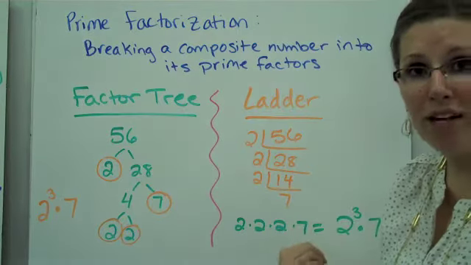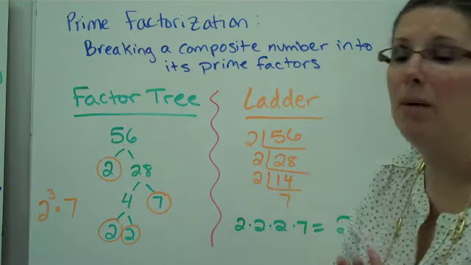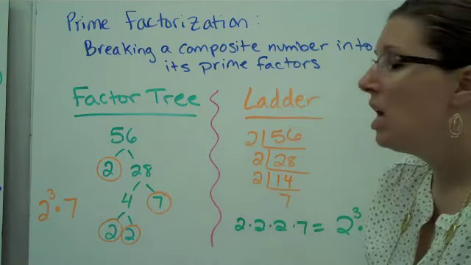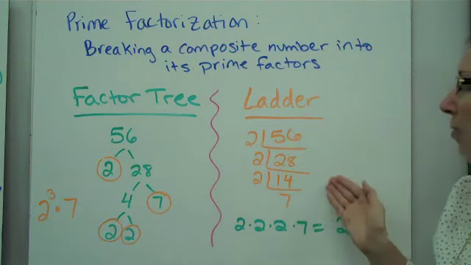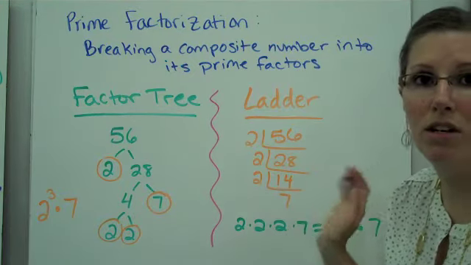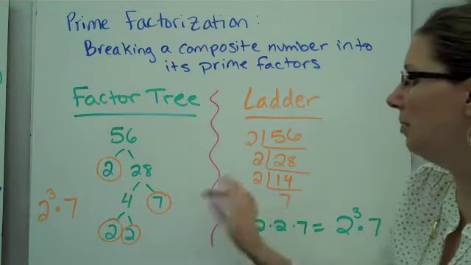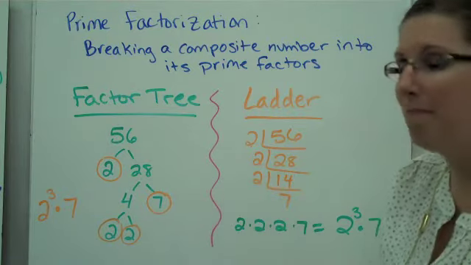Okay, when we do prime factorization, there's two main methods that we use. The first one is making a factor tree. You've probably seen this before. The other method is a ladder method. You'll see this when we do GCF and LCM. So both of these methods are very important.